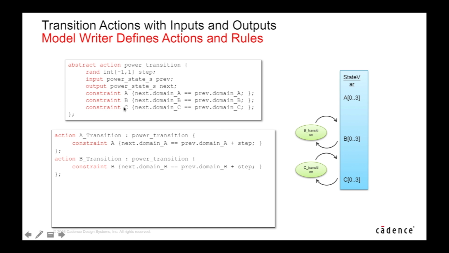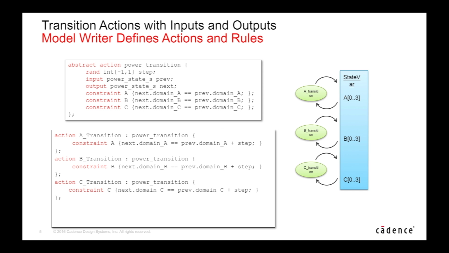A and C, the level of these domains will remain the same, but for B we're saying, well, domain B next equals the previous plus step, which is either minus 1 or plus 1. Here transition on C is exactly the same, keeping the rest of the domains the same, and we're just changing the level of domain C.